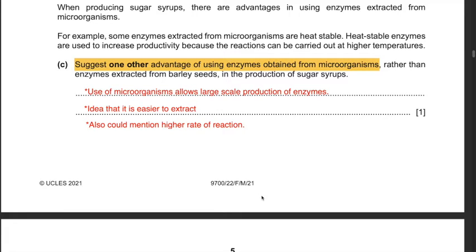They only asked to suggest one other advantage. However, I have listed some advantages which you could mention. You could choose either one of the advantages given and note it down. So the possible advantages are: use of microorganisms allows large scale production of enzymes because in microorganisms they can carry out multiple divisions very rapidly, hence allowing large scale production. You could also mention that it is easier to extract from microorganisms rather than extracting from barley seeds. Another possibility is that using enzymes obtained from microorganisms can lead to higher rate of reaction. So you could choose either one and note it down since they only ask for one other advantage.